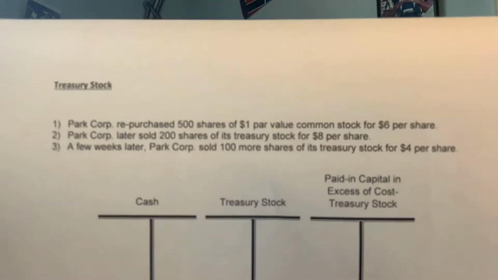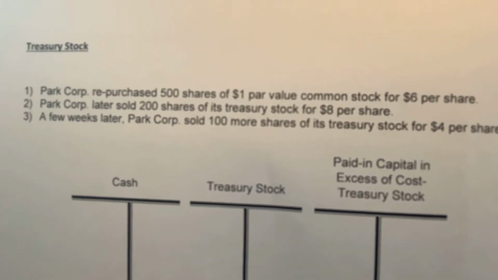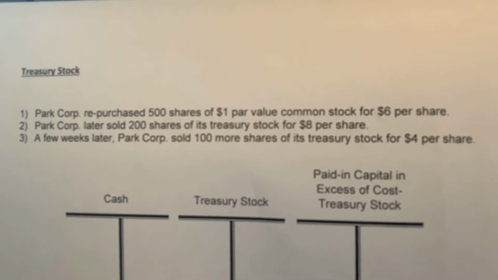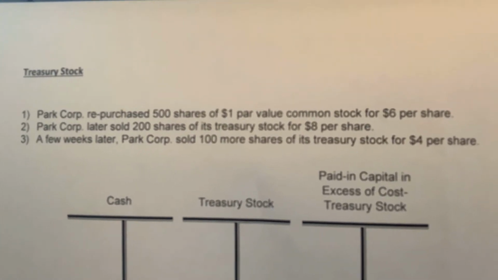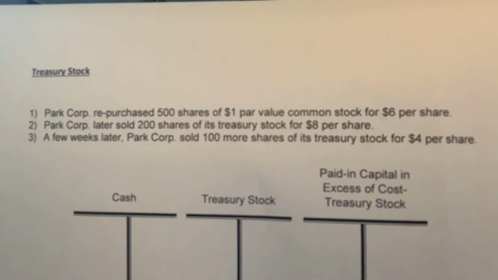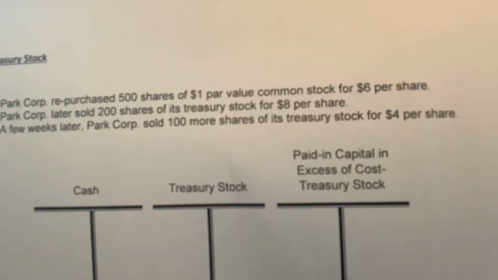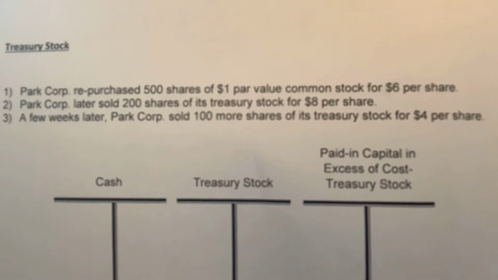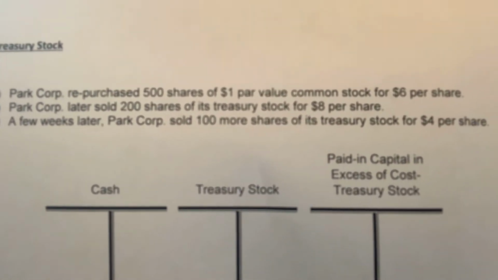So let's take a look at this example. It says here that Park Corp repurchased 500 shares of $1 par value common stock for $6 per share. Remember and recall that par value is just an arbitrary amount that's assigned to the shares. It's really most important when you first sell the stock for the very first time. Stock can't be sold below par value. But par value is usually inconsequential in a practical sense. It does have some accounting applications, as you probably saw in some other examples, but it doesn't have a lot of real functionality in recording day-to-day stock transactions. And that's the case here too.